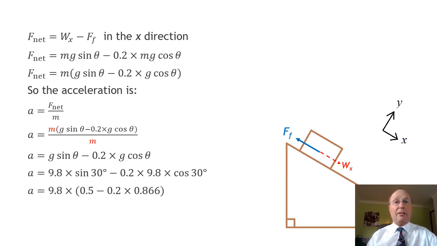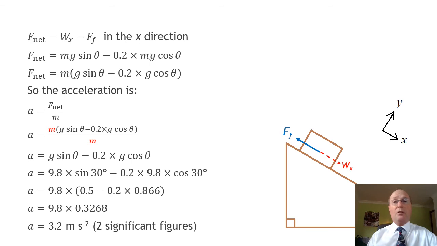And you can see it there. When we use a calculator and find the answer, we end up with a equals 3.2 meters per second squared to two significant figures. And again, we check MUDS. Magnitude, 3.2. Units, meters per second squared. Direction, down the ramp in the x direction. And significant figures is 2.